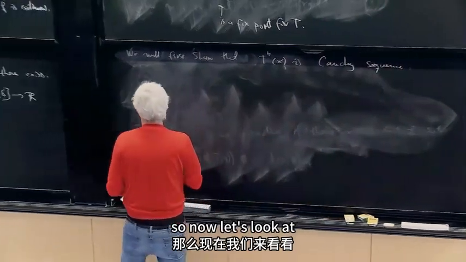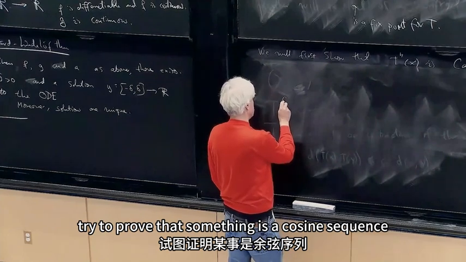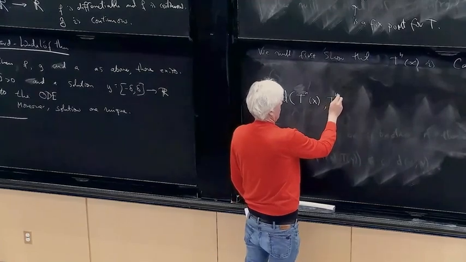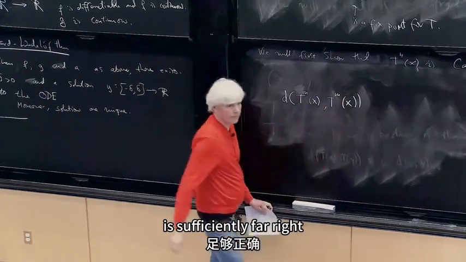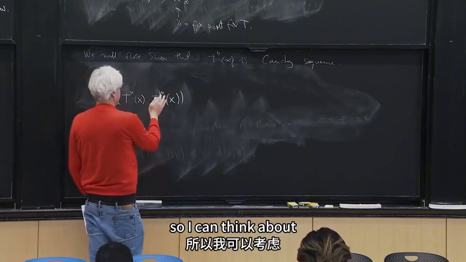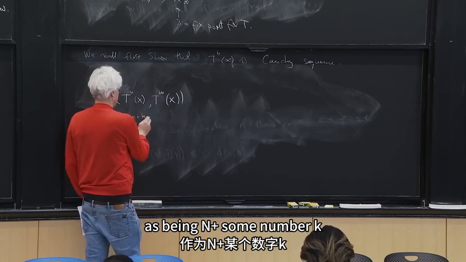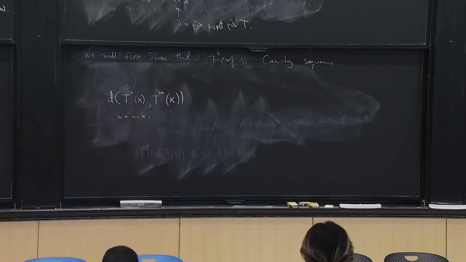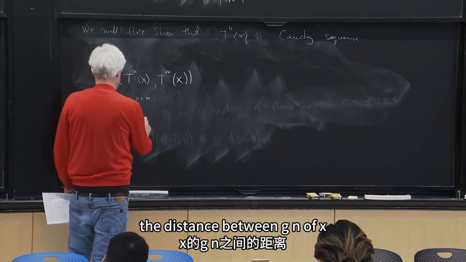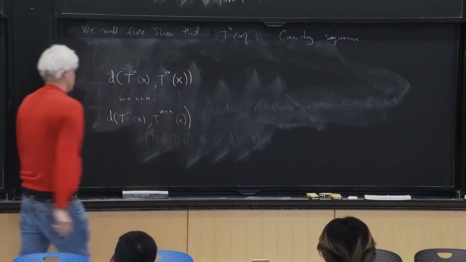Okay, so now if you try to prove that something is a Cauchy sequence, then you're looking at the distance between elements in the sequence where both of these elements are sufficiently far out, right? That's what you're supposed to look at. So let me write the M here. I can think about one of them as being further out than the other one. So I'm going to think about M as being N plus some integer K, right? And so I'm interested in estimating the distance between T^n of X and T^(n+k) of X.